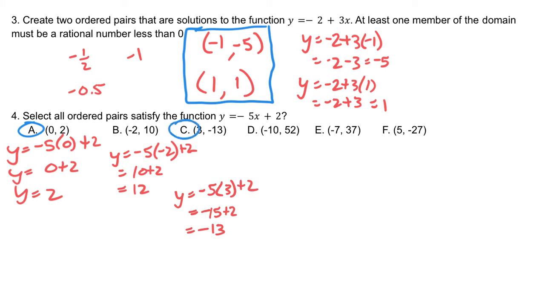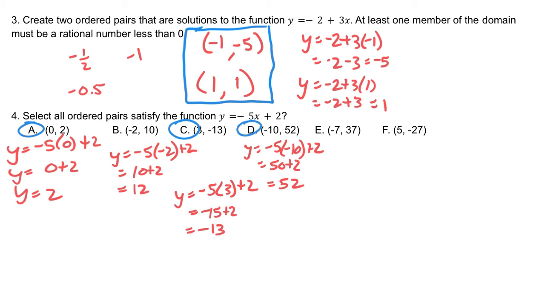So that's another choice. And for D, this is y equals negative 5 times negative 10 plus 2. This is 50 plus 2, which is 52. And that's exactly what I was looking for right here. So that is a choice.